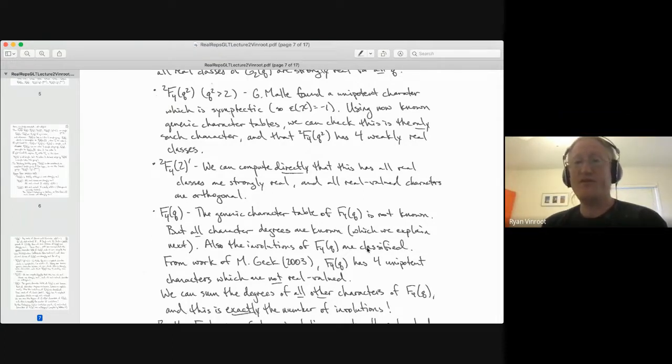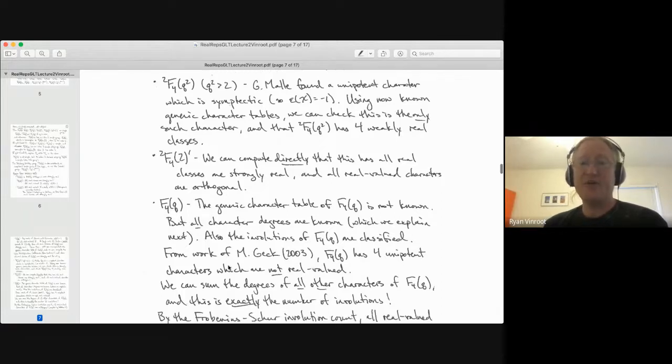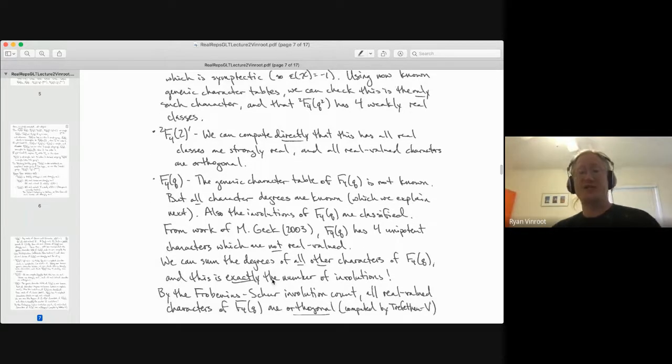These are the only 4 characters which are not real valued. The rest are real valued, and by the Frobenius-Schur involution count from last time, because the character degree sum of the real valued characters is equal to the number of involutions, all of the real valued characters of F4 are orthogonal. So this was computed. Stephen Trefethen is a postdoc at William and Mary that I've been working with on some of this stuff.